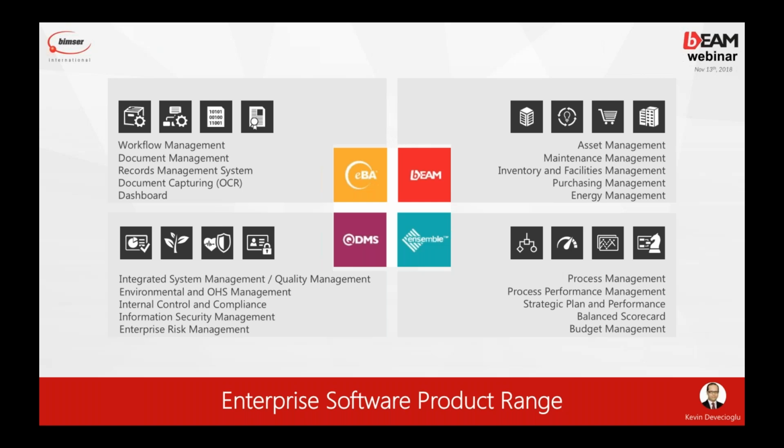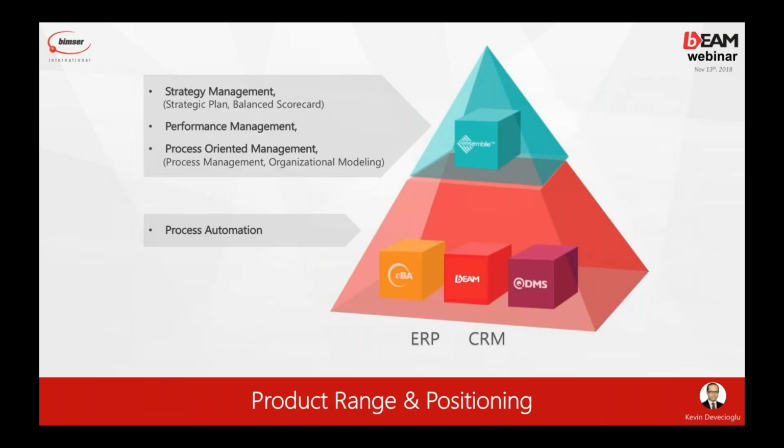Then we look at the next slide, where we'll see how we position our products. Ensemble is more of a managerial tool with performance management and balanced scorecard capabilities. We have IBA, BEAM, and QDMS. They automate processes. All 4 of our products can work standalone. They can be integrated with each other, and they can be integrated with any ERP or CRM platform available in the marketplace. They work on cloud and on-premise, and we have mobile apps available. We have up-to-date technology for all of our products, and we are still investing in it.